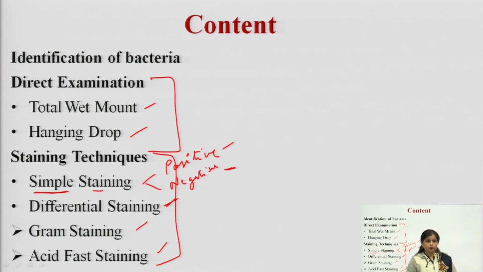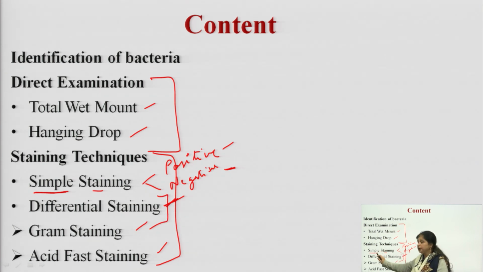When we are going to do the experiment, we have to add more than one dye, so that we must be able to differentiate between gram positive and gram negative bacteria, and we must be able to differentiate between acid fast and non acid fast bacteria. So for that we have to add more than one staining reagent. That is why it is known as differential staining.